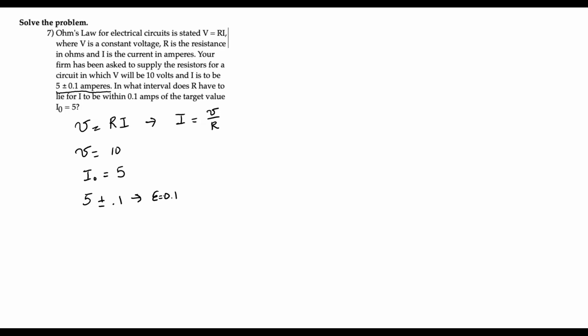Okay, so I've got all of that written down. I'm going to now substitute what I know. I'm going to say V over R, which is the current I, minus I naught has to be less than my epsilon, which is 0.1. And I know that my V, my voltage, is going to be 10 because that was given. What I don't know is my resistance, and that's what I'm solving for here. That's one of the primary reasons why I had to write the current in terms of the voltage and the resistance. So there's another inequality, and that results in a compound inequality that looks like this.